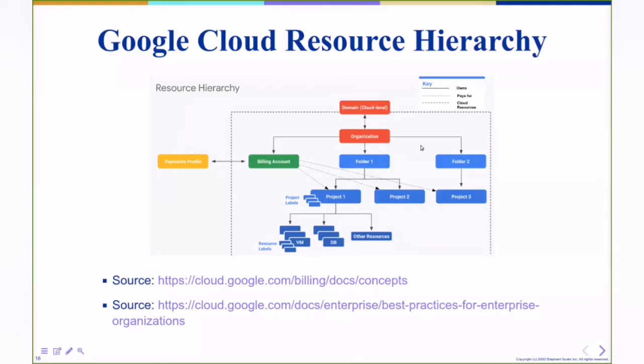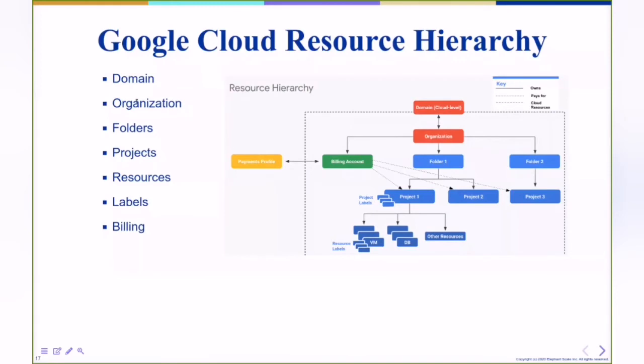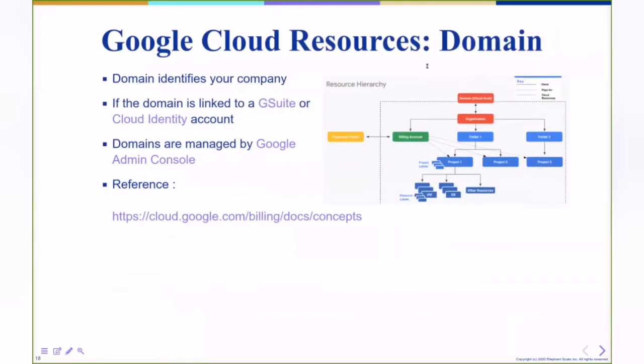Hope this made sense. So this is the hierarchy you have to think about: domain, organization, folders, projects, resources. Let's go through this quickly. What is a domain? The domain is your top level, like acme.com. If you're an individual, you are your own domain. That's why it's important to have your own Google account, whether through work or personal. Your domain could be hosted by Google or somebody else, it doesn't matter, as long as Google identifies you, you're fine.